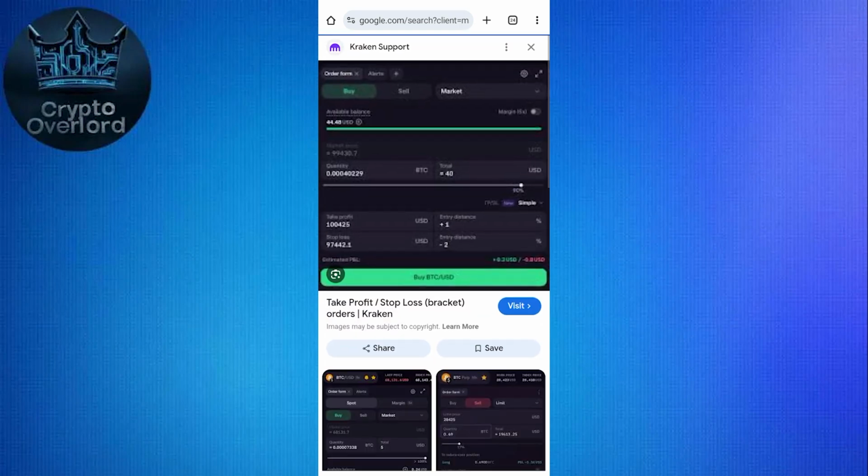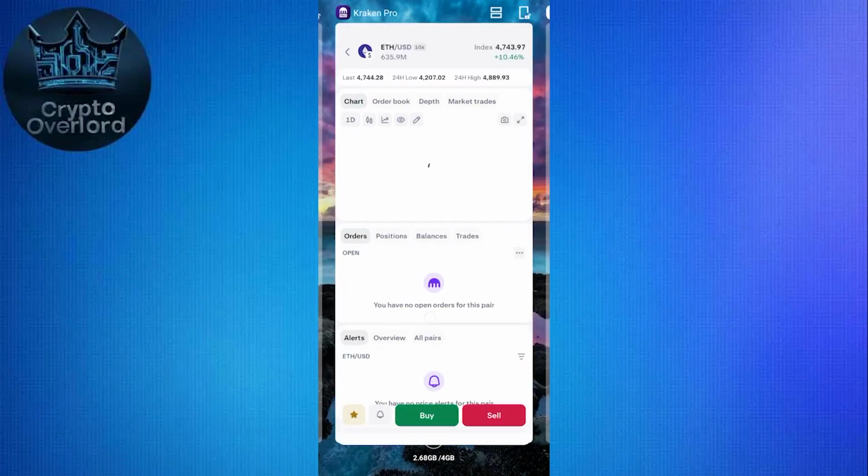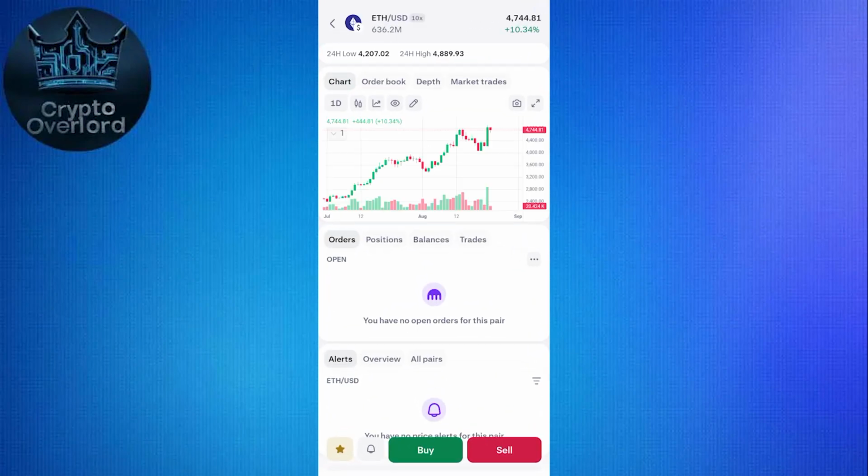Once the order is live, you'll be able to monitor your margin level, which is the ratio of your equity to the borrowed amount. If your margin level falls too low because the trade goes against you, Kraken may issue a margin call or liquidate your position automatically to prevent further losses.